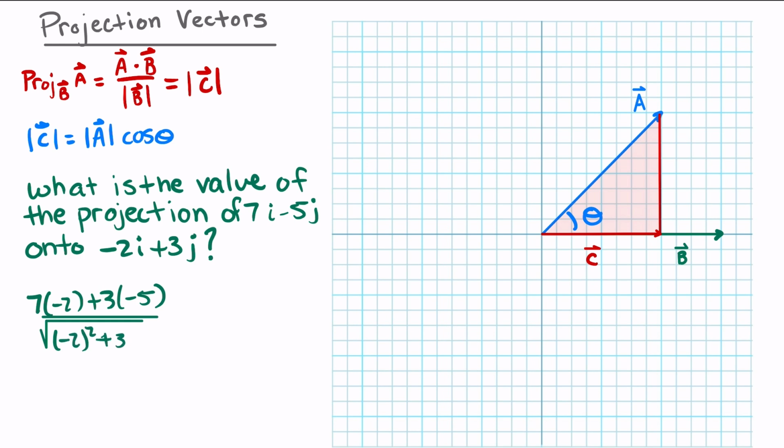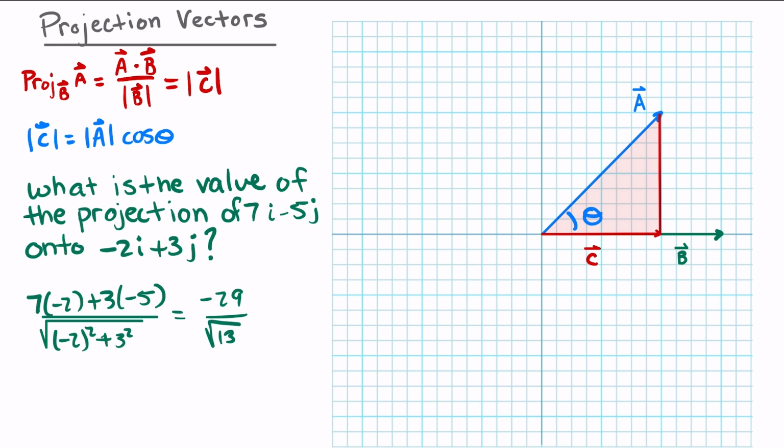plus 3 squared. Now 7 times negative 2 is negative 14, and 3 times negative 5 is negative 15. So if I add those two together, very simply, I can get negative 29. And then negative 2 squared is 4, and 3 squared is 9. So 4 plus 9 is 13. So what I'm dealing with here is the square root of 13.